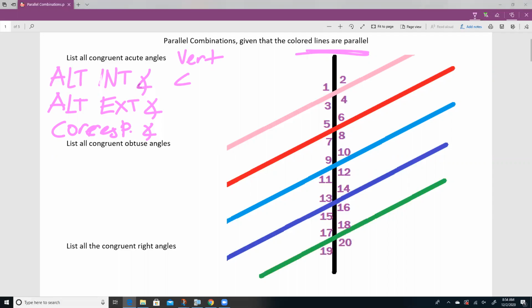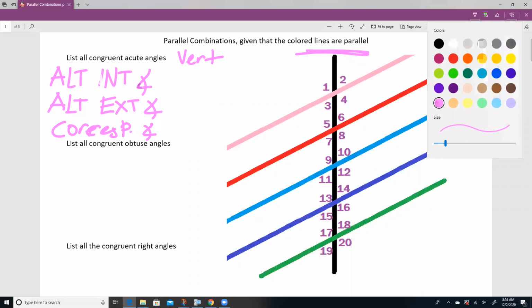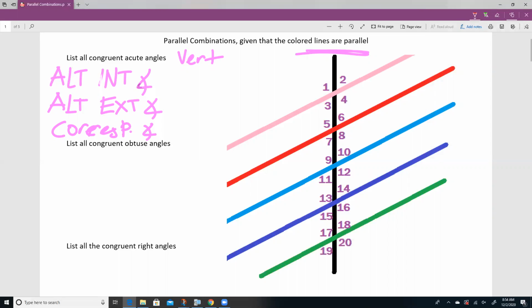Angle 1 is, I shouldn't put angle 1 there because it's not an alternate exterior angle, and I want to put examples that match. Let's find some vertical angles first. So vertical angles is when two lines cross. We get some vertical angles. So angle 1 and angle 4, those are vertical, and they're congruent.